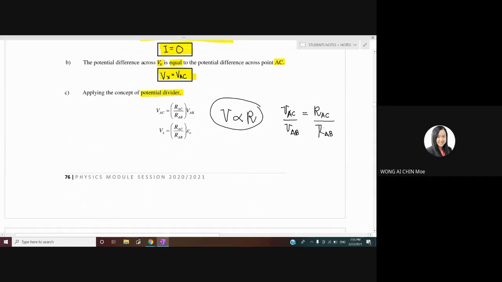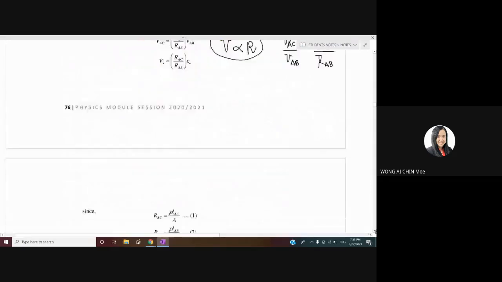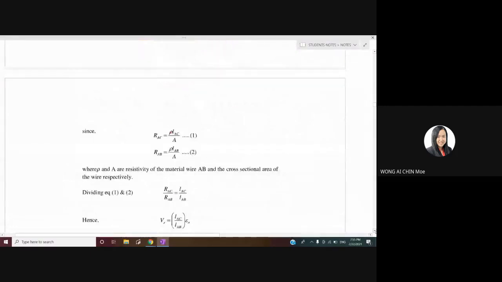Okay, so this is the relationship, meaning that we can combine the potential divider and potentiometer concepts together. Continuing with page 77. Since R equals rho L over A, we can cancel off the resistivity and the area, because we are using the same material, and resistivity depends on the material. We can cancel off the area because we are using the same area.